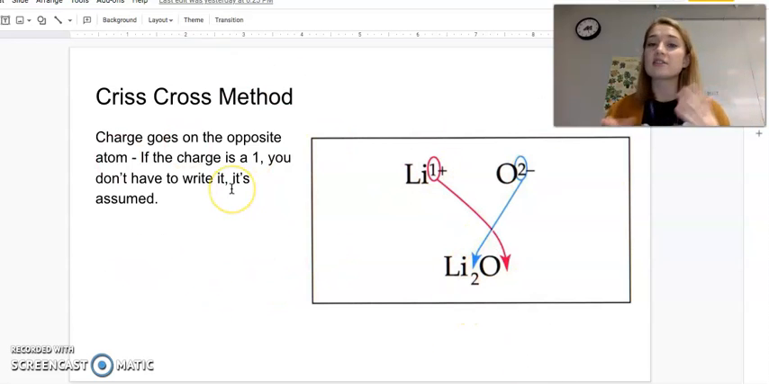This is going to be particularly helpful for transition metals, like I was saying, because sometimes transition metals can have more than one charge, right? Sometimes I might have plus 2. Sometimes it could be plus 3 or plus 4.